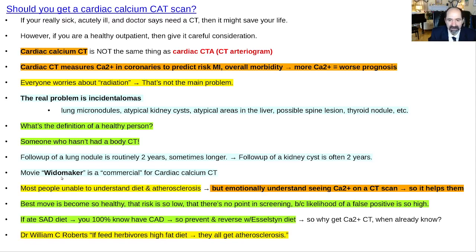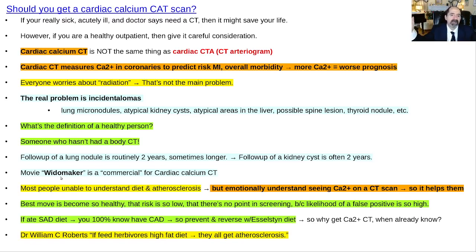I think basically the stupider the person, the more likely it is to help them. And the reason I say that is, if you've eaten a sad diet when you were younger, as most of us have, you've got coronary artery atherosclerosis. You don't need to check a CT to know that. I guarantee it 100%. You've got coronary artery atherosclerosis. So what are you going to do?